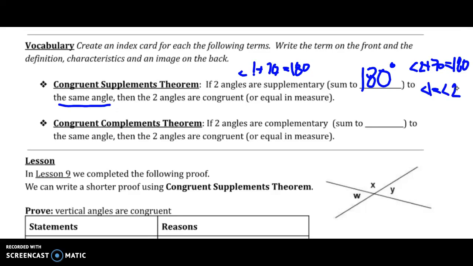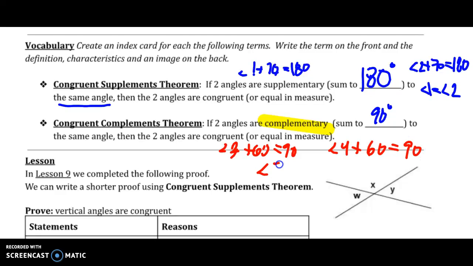Similarly, for congruent complements theorem, if two angles are complementary, and we know that complementary angles are two angles whose sum is 90 degrees, then they are also congruent. So let's say we had an angle 3 plus 60 equals 90, and we had an angle 4 plus 60 equals 90. Well, angle 3 then must be the same as angle 4, right? They would both be 30, right?